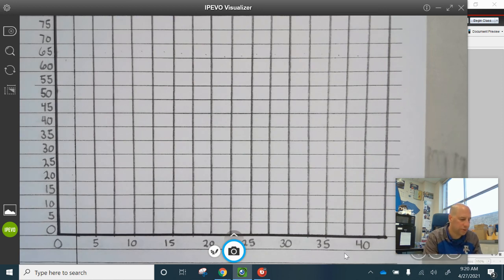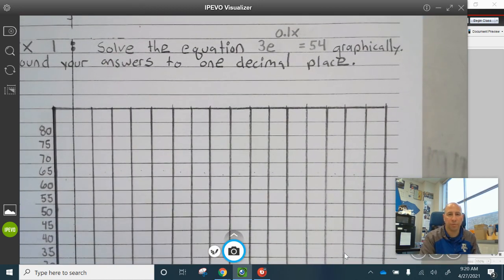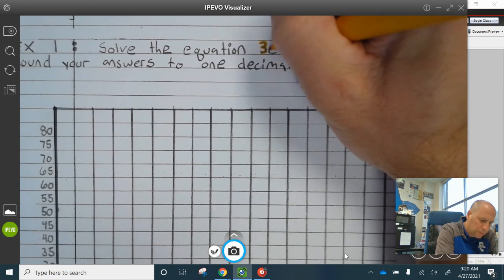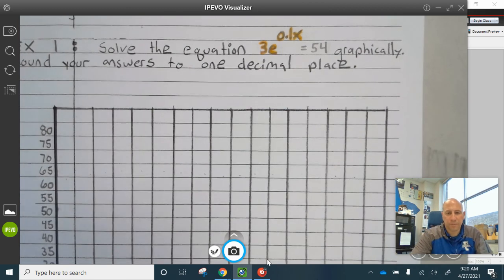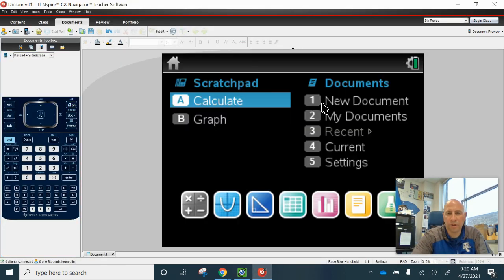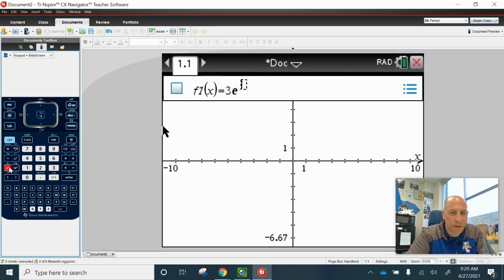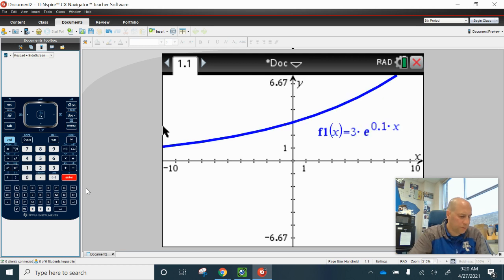All right, now you should have this all drawn so you can graph now. Okay, so we're going to come back up to 3e to the 0.1x. So we're going to graph that first. So let's graph the left side first. Okay, so I'm going to use the calculator. So on new document, add graph. So 3e to the 0.1x. Press enter. Now we want to press Control T.